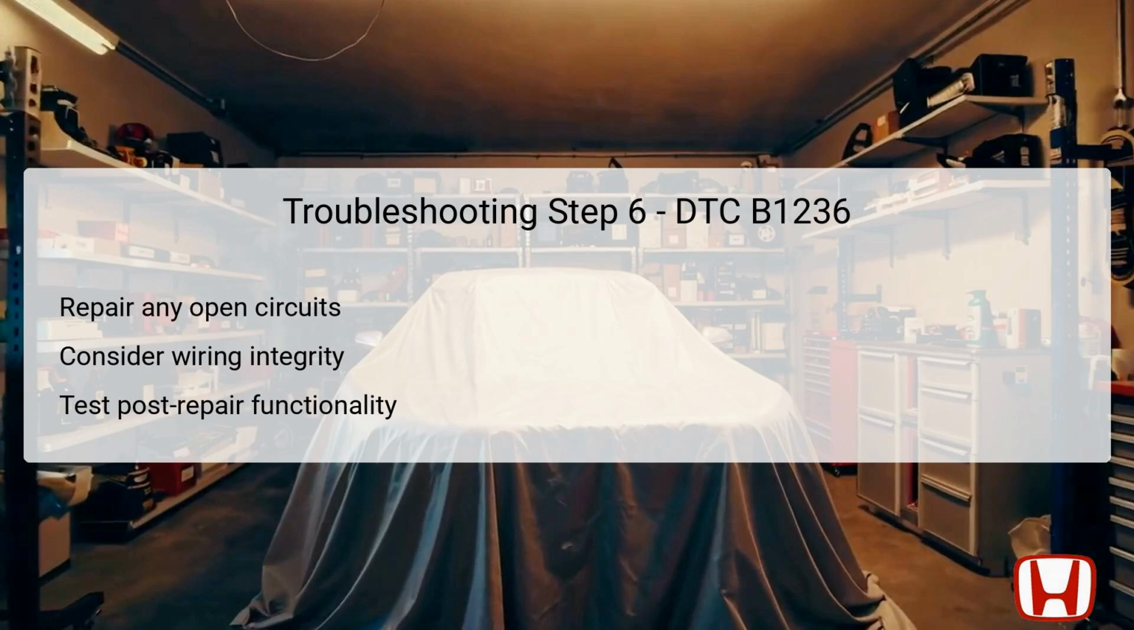Following the repair, it is crucial to retest the system to ensure that the DTC B1236 no longer appears and that the climate control system operates correctly. Performing these repair steps diligently can prevent future issues and enhance vehicle reliability.